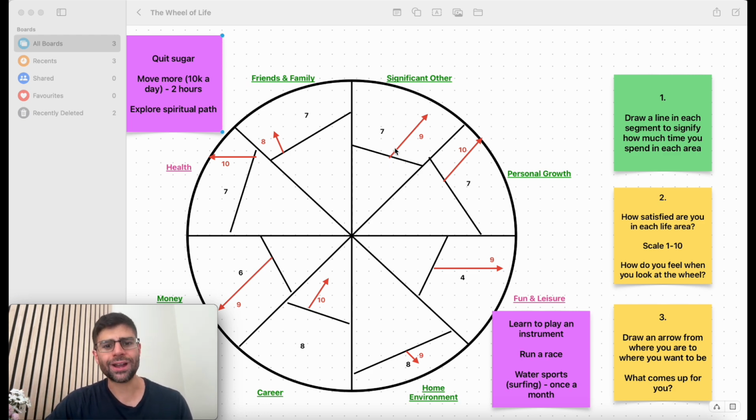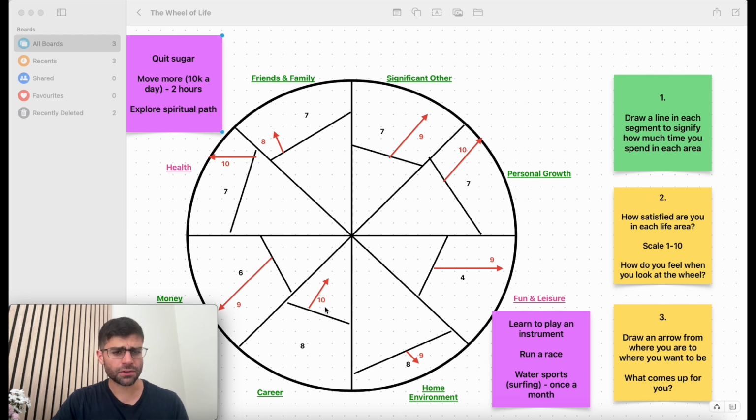So the arrow is dragging the time to where it wants to be. So in this case, my health, currently I spend a good amount of my time focusing on my health, but I want to make it my top priority. Similarly, with fun and leisure, I want to make that my top priority, and I want to make personal growth my top priority. So essentially, I want to spend most of my time in my health, my personal growth, in fun and leisure, in my home environment, focusing on money. These are a lot of things that are important to me with my significant other.